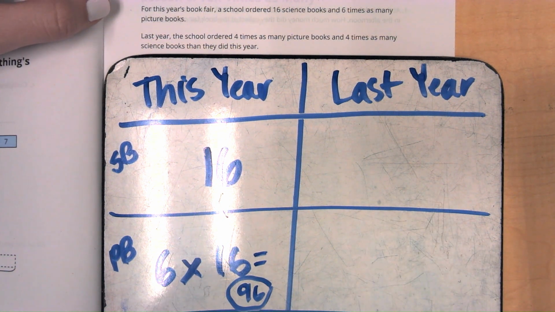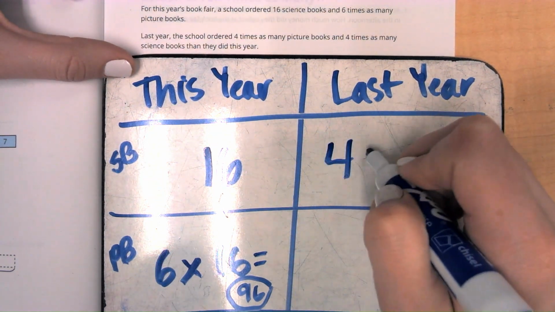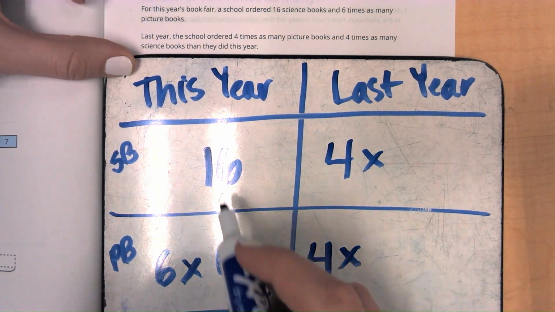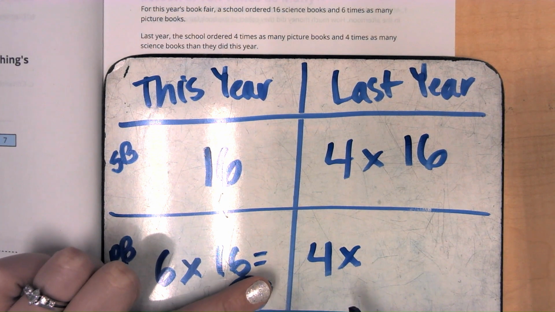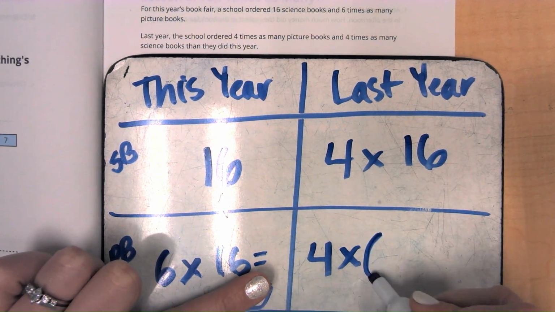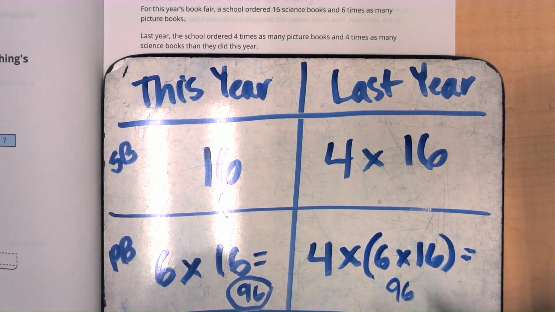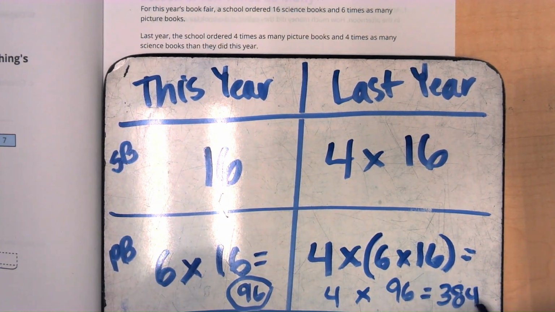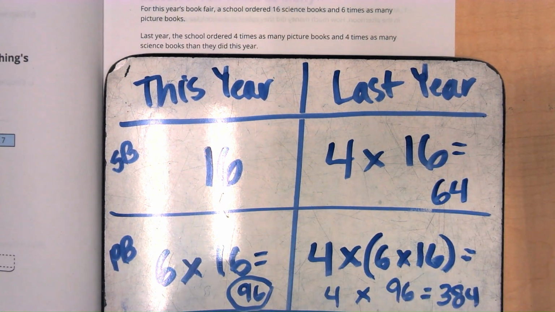Last year, the school ordered 4 times as many picture books and 4 times as many science books as they did this year. We already know how many science books we have: 16. If we pretend we don't know this for just a second, we can do 6 times 16 and get our answer. Once we know this is 96, then we can do 4 times 96, which is going to get us 384. 4 times 16 is going to get us 64.